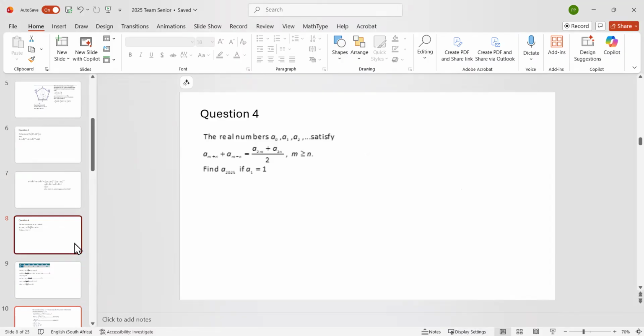Okay, we go on to question 4 now. It says the real numbers A1, A2, A3, and so on. Oh, no, A0. Start from A0. The writing is quite small. Sorry. Let me write this thing clearly.